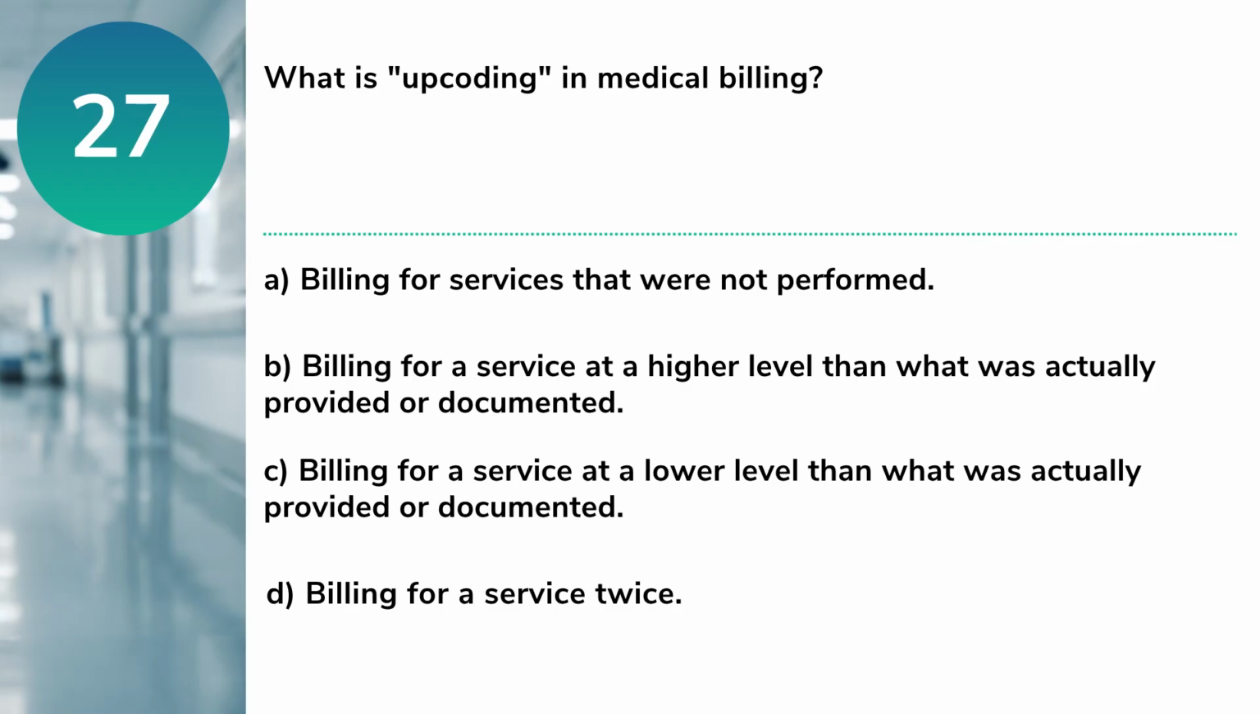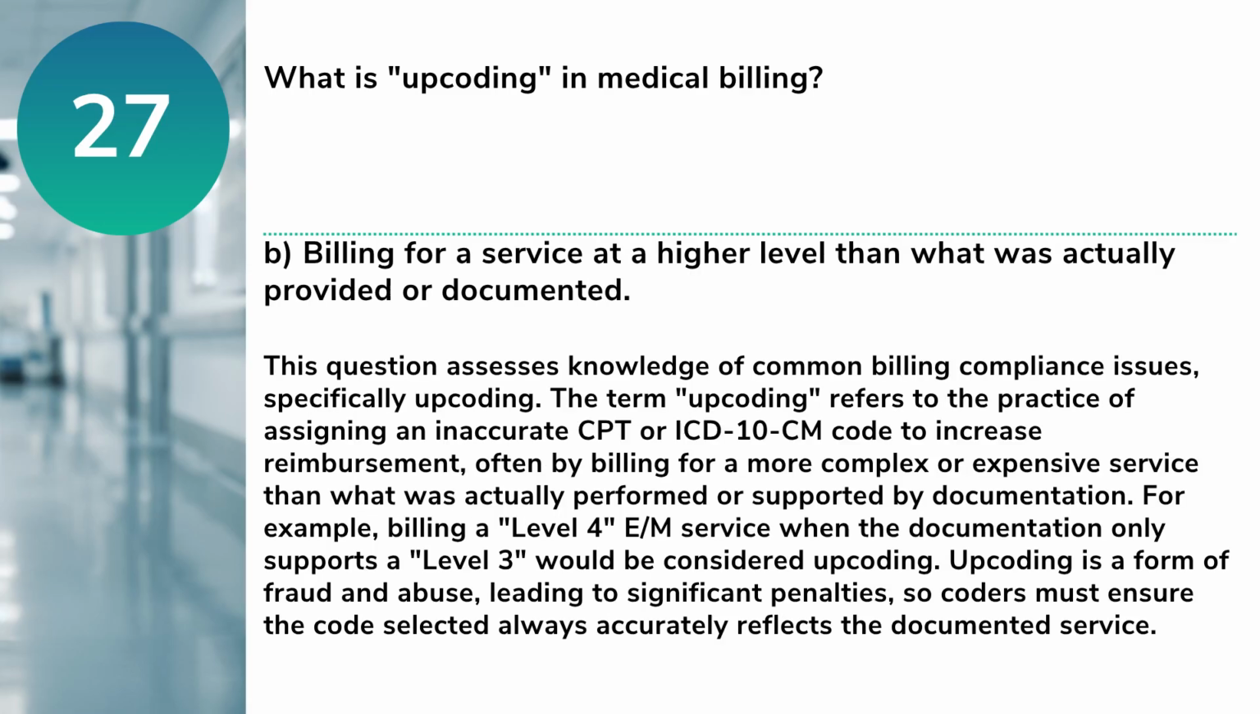A. Billing for services that were not performed. B. Billing for a service at a higher level than what was actually provided or documented. C. Billing for a service at a lower level than what was actually provided or documented. D. Billing for a service twice. Answer: B. Billing for a service at a higher level than what was actually provided or documented.